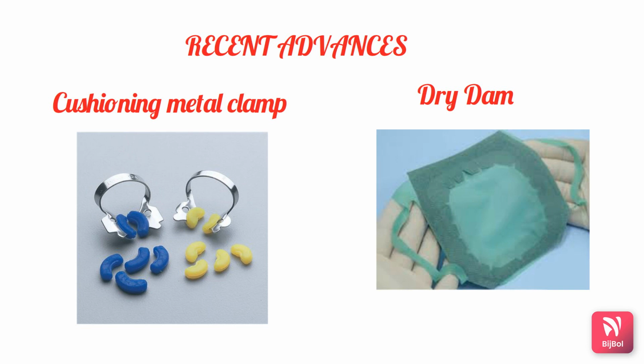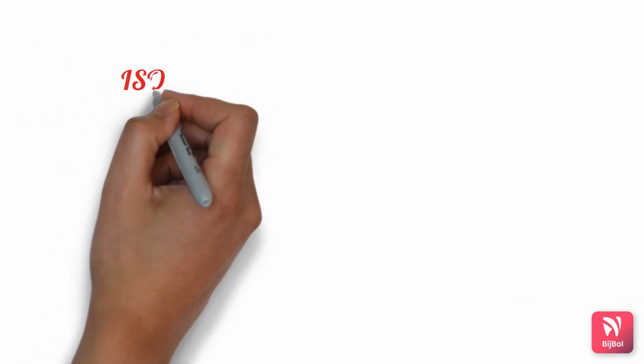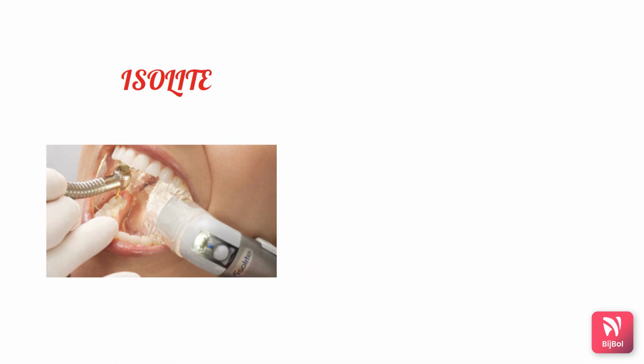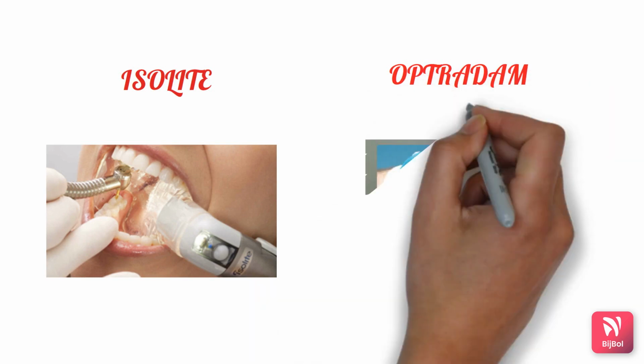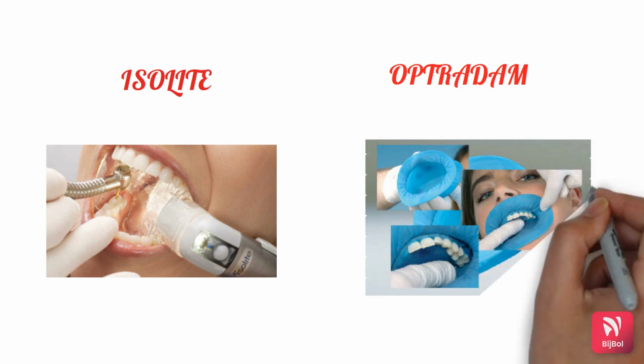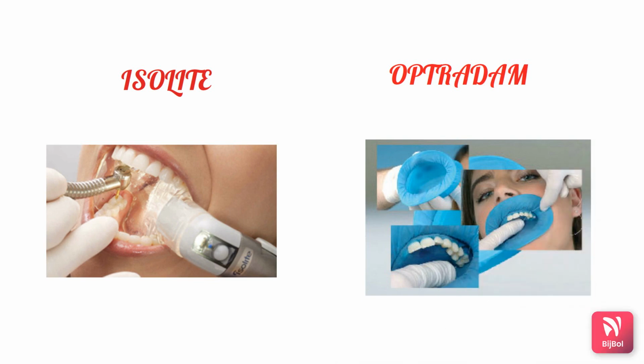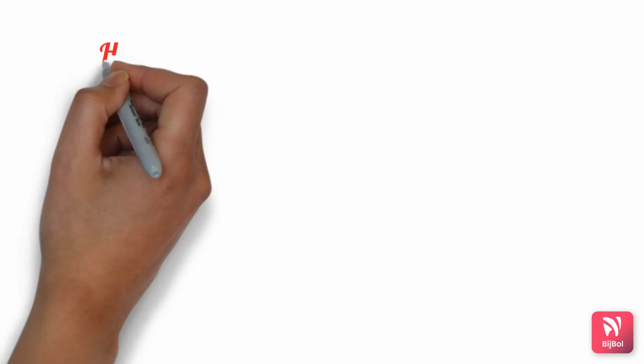Next, we'll see about the ISO-Light. It's a new dental device that simultaneously provides light, suction, retraction, and prevention of the aspiration. And there is the Optra dam. It is a 3D technique. It is used to establish a completely dry treatment field as the dam is automatically stretched in an oral direction and automatic hold of the device is placed.